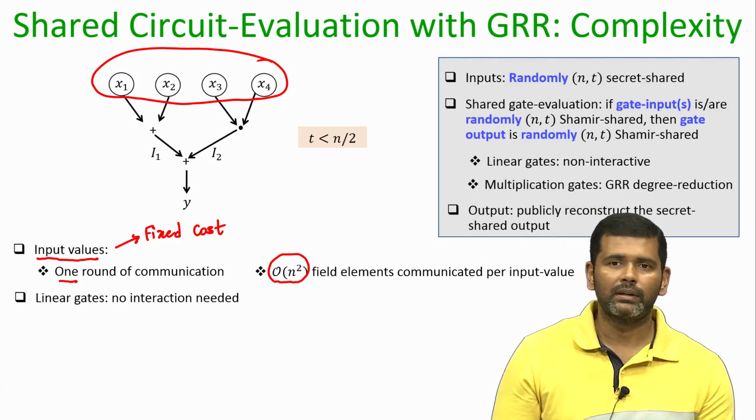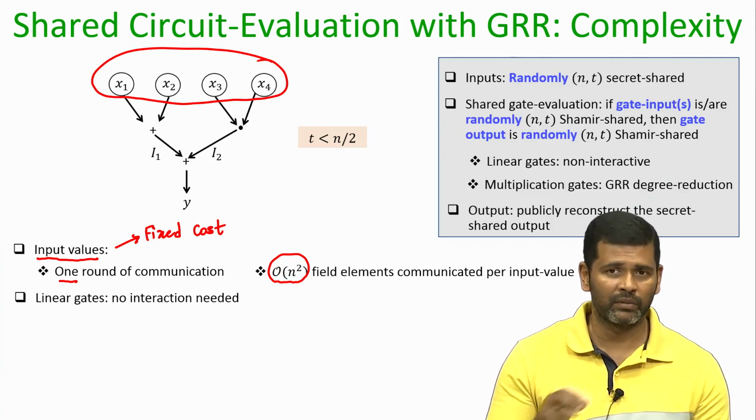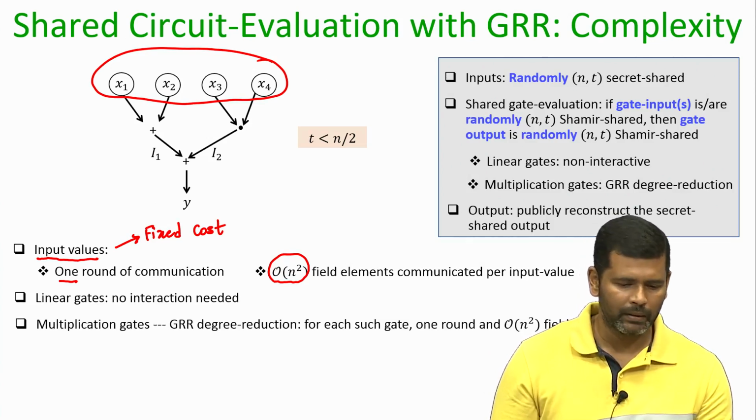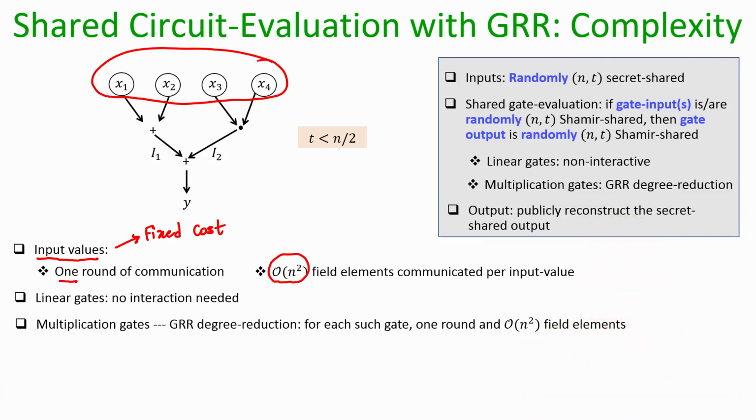Then once the parties start evaluating the intermediate gates, if you encounter a linear gate, that does not require any interaction among the parties. So, evaluating linear gates is free in this paradigm. If there is a multiplication gate, then the parties have to run an instance of GRR degree reduction. Okay. For each instance of GRR degree reduction, the parties have to interact once among themselves, and in total order n square field elements are communicated, right. For this, the students are referred to the previous lecture where we did the analysis of the GRR degree reduction method.